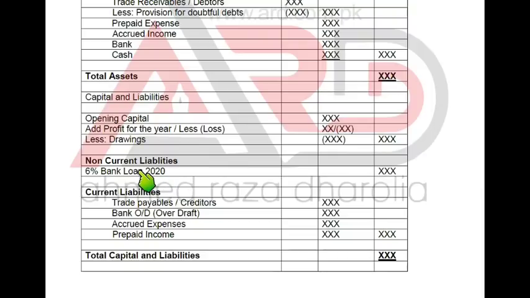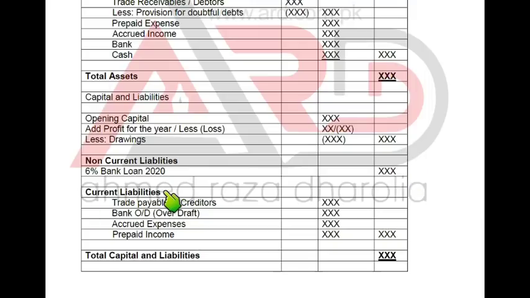If the loan were due in 2019 and the current year of the question is 2018, the loan would be shown as a current liability. And if no date is given for the loan, then the loan is always a non-current liability. The 6% is the name and the year needs to be mentioned. If we skip this 6% and 2020, we'll be losing 1 mark.